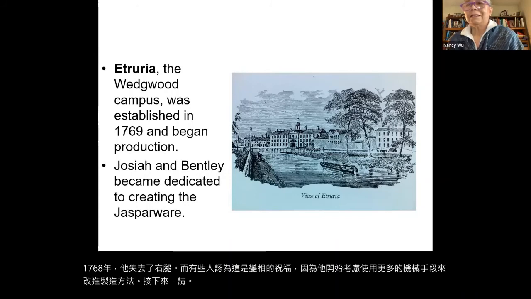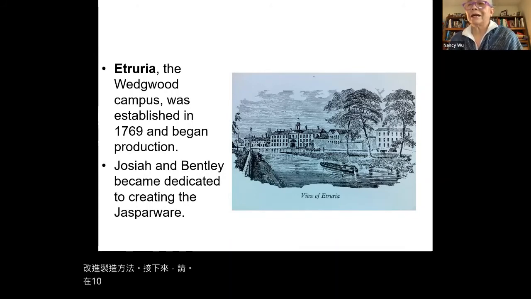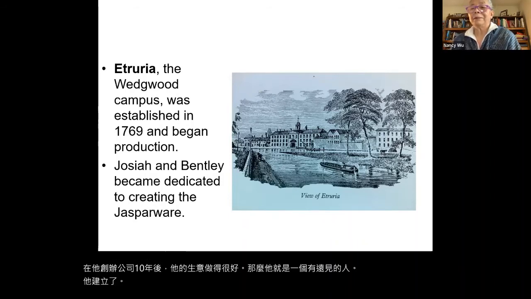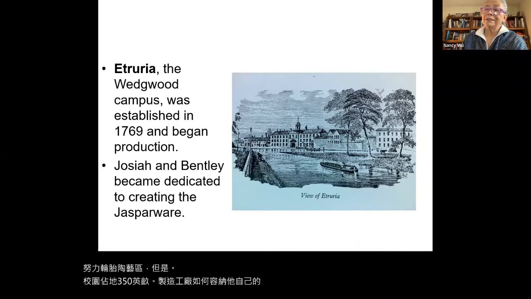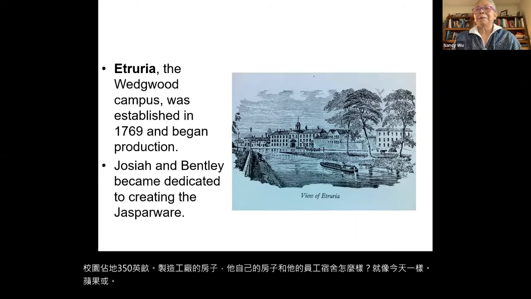Okay. Ten years after he started this company, his business was doing so well, and he was a visionary. He established this industrial complex called Etruria. It's also in the Staffordshire Pottery District, but the campus is 350 acres, housing the manufacturing facility, his own house and his employees' dormitories. It's just like today's Apple or other big complexes, okay.